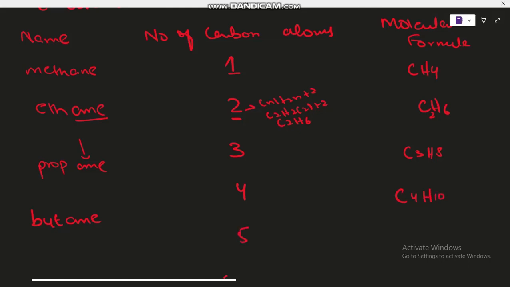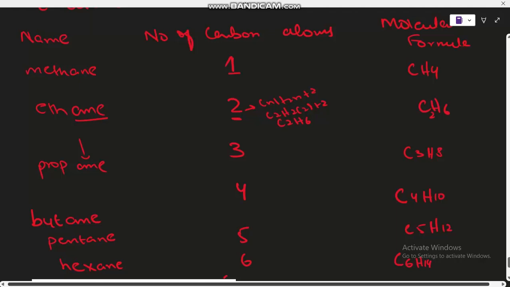Alright, and next you have pent, and the homologous series of ane, and you'll have C5H12. Let's do one more, which is 6. That's called hex, and ane, and this is C6H14. So this is how we name alkanes.